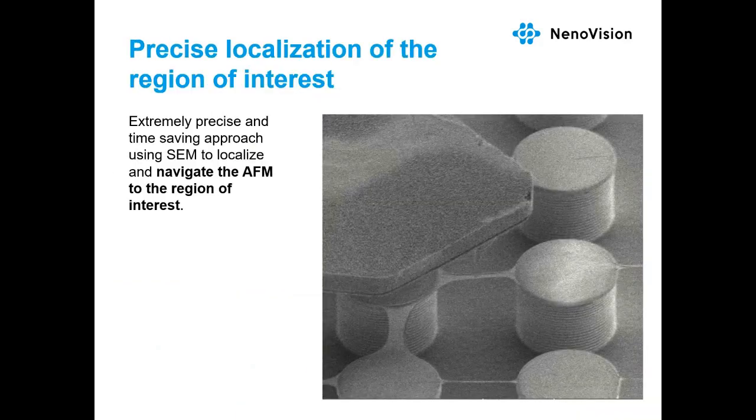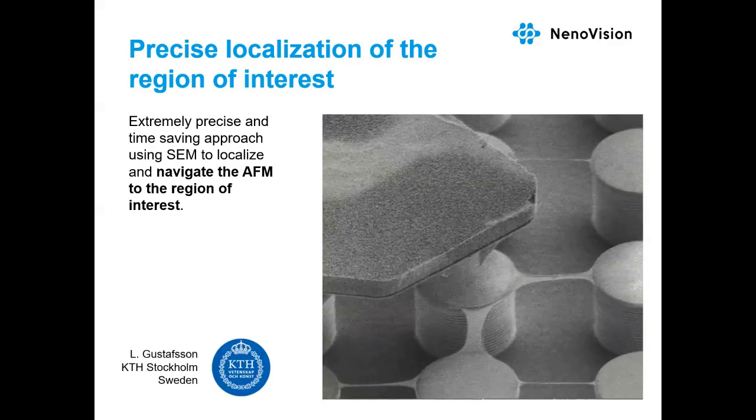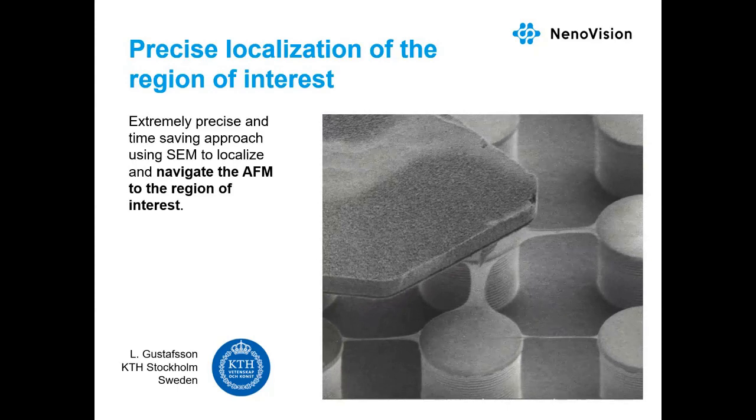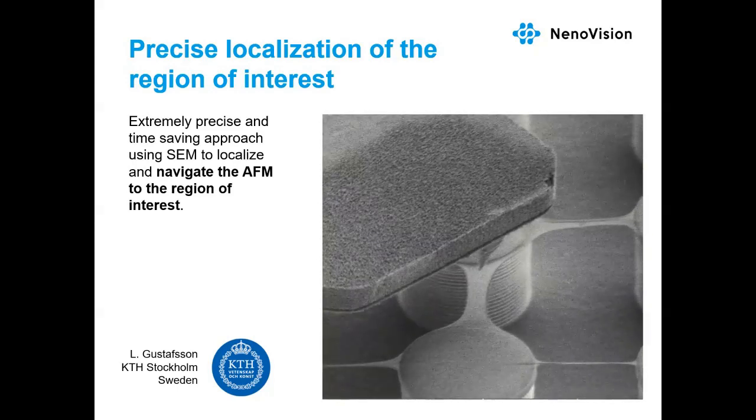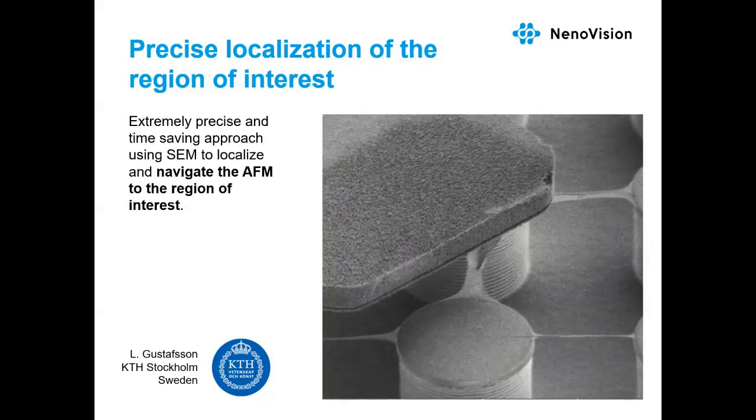And the last most important value, which we think we are bringing, is a precise localization of the region of interest. So using a SEM, we can extremely precisely navigate the AFM tip to the region of interest. I have a nice video here where you can see the AFM tip, how it is coming and how it is navigating to a specific nanowire, which will be analyzed later on.